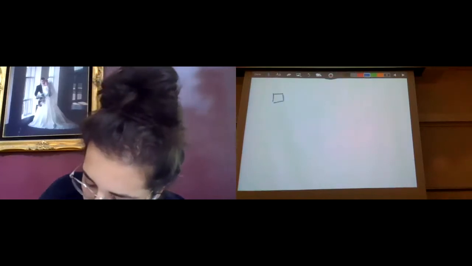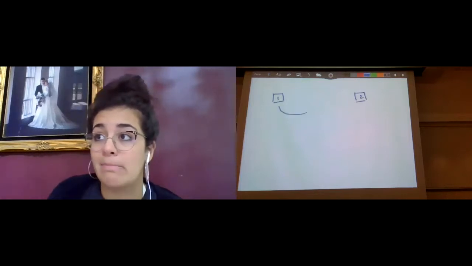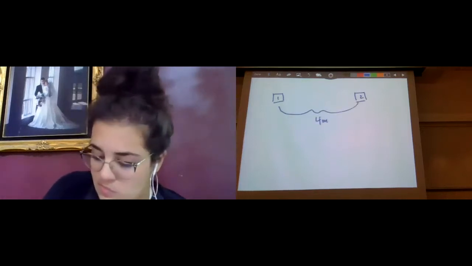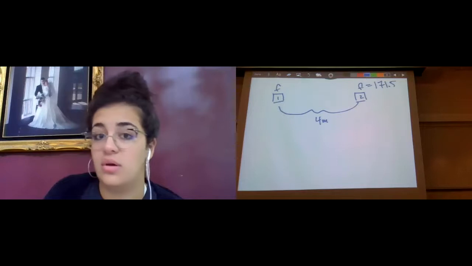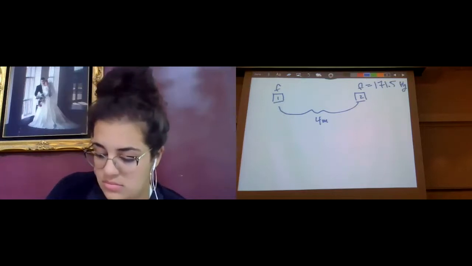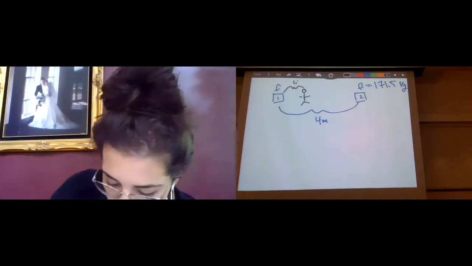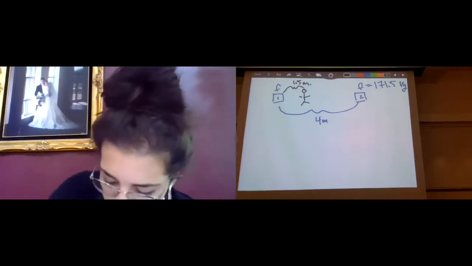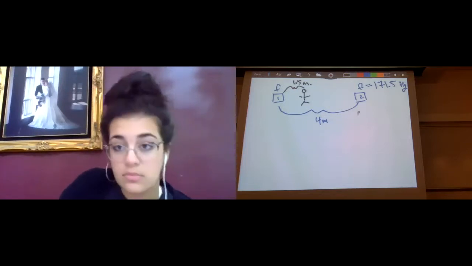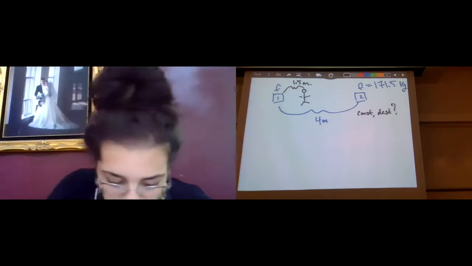So let's draw our scenario. Here's speaker number 1. Here's speaker number 2. And we know these are separated by a distance of 4 meters. Each one has a frequency of 171.5 hertz. Now we're going to put one of you here, a distance of 1.5 meters away from the left speaker. And what I want to know is, at this point, are you going to hear constructive or destructive interference? Which one will you hear?